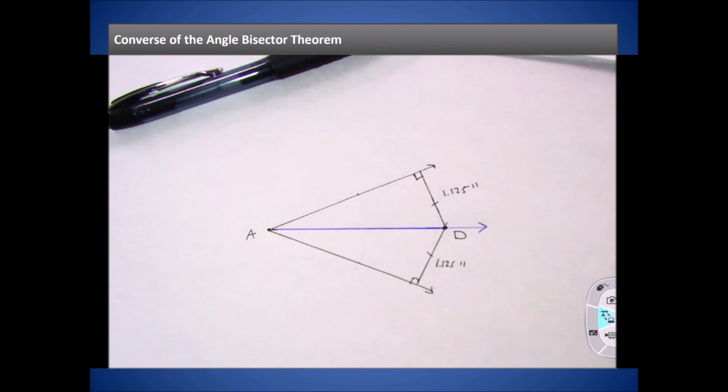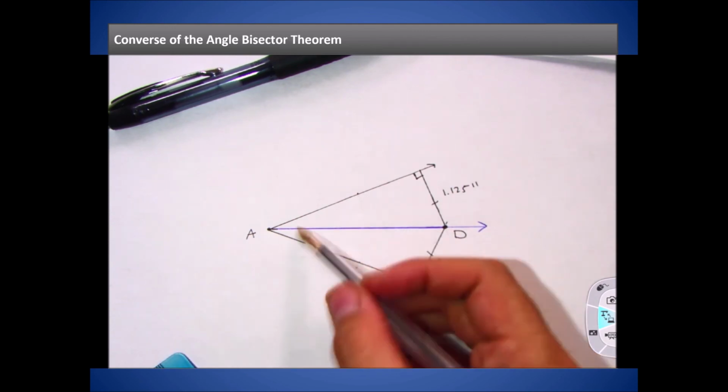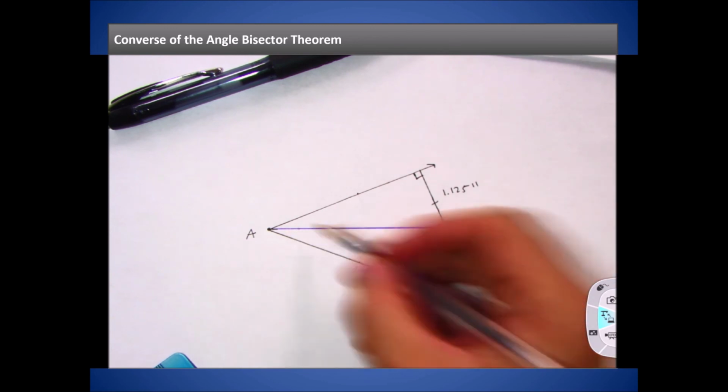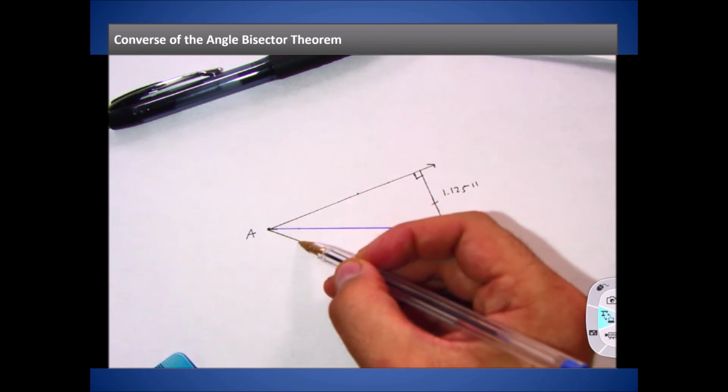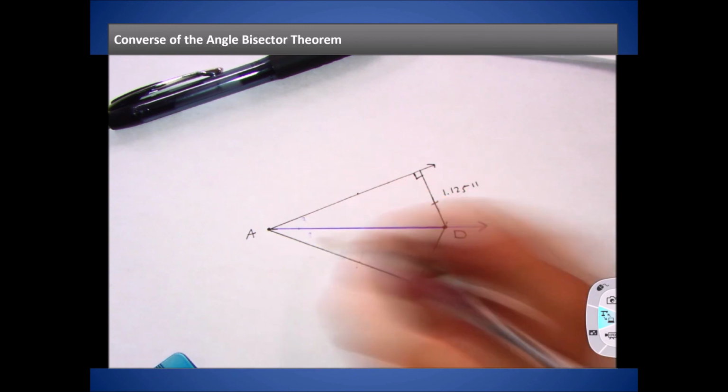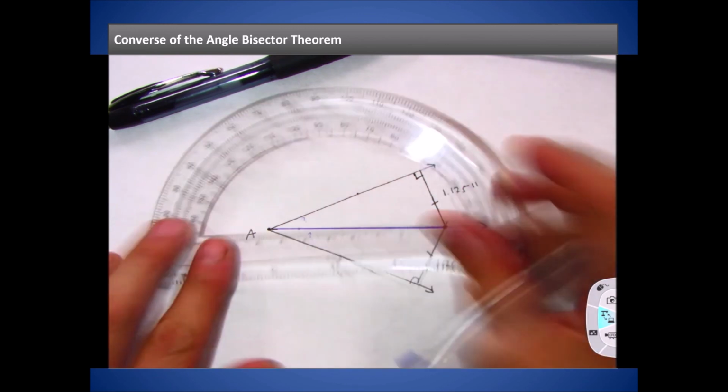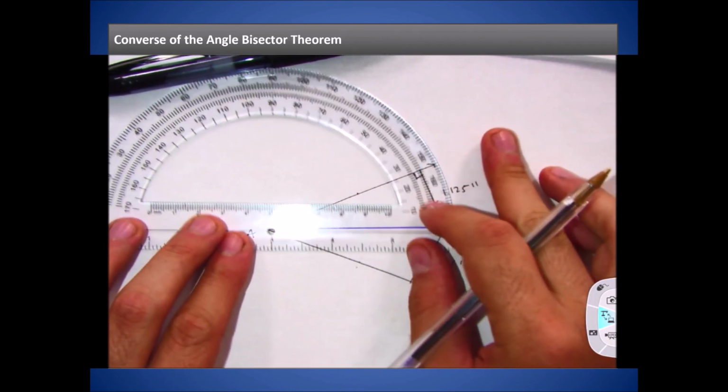Okay, so this blue is my bisector, and we want to show that this is the bisector, which means we need to show that this angle here is the same as this angle. So that's a question mark right now. We need to figure that out. So let's investigate and look to see what that angle is.